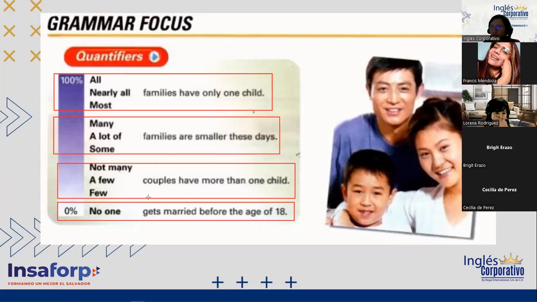So if you're using no one, make sure you are applying the third person singular spelling rule to the verb, okay? Porque no es igual a las anteriores. En las anteriores, si usted se fija, en cada uno de los grupos usamos plural nouns, okay? All, nearly all, most families. Many, a lot of, some, families. Not many, a few, few, couples, right? So in that case, be careful, right? Because the only exception is no one, ¿de acuerdo?